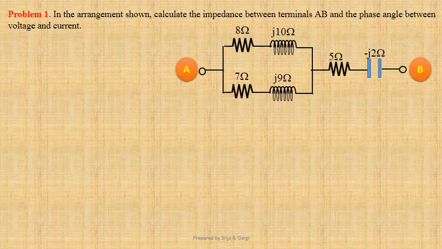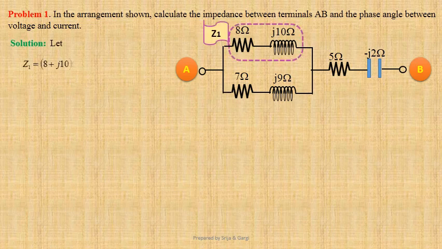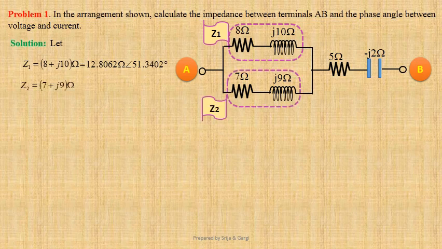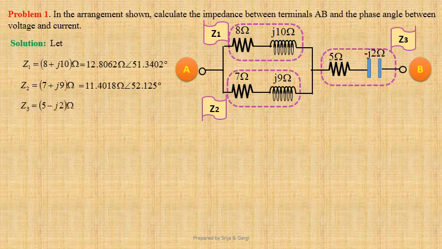Problem number 1. In the arrangement shown, we have to determine the impedance between terminals A, B and the phase angle between voltage and current. Let us first jot down the given data. Let Z1 be 8 plus J10 ohm, that is equal to 12.8062 ohm at an angle 51.3402 degree. Z2 equals 7 plus J9 ohm, that is equal to 11.4018 ohm at an angle 52.125 degree. Z3 equals 5 minus J2 ohm.